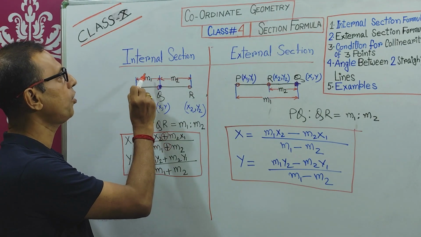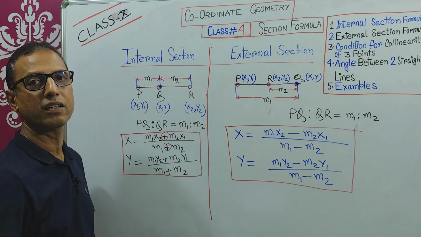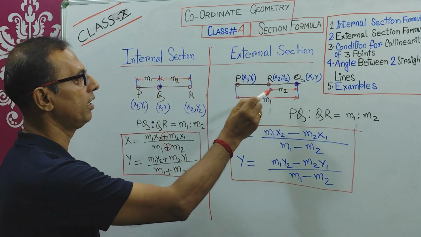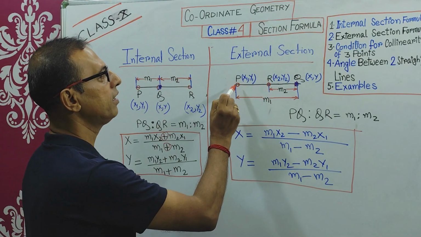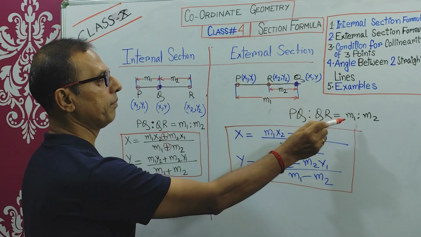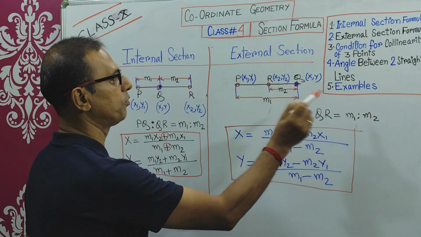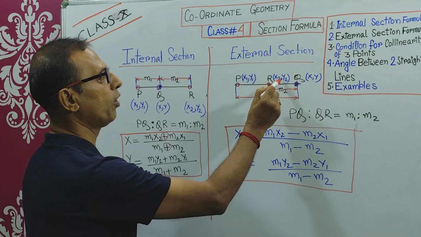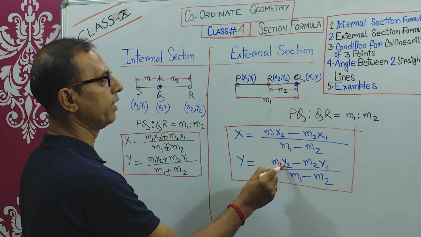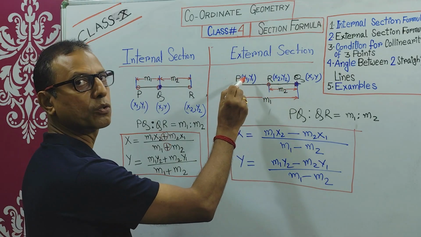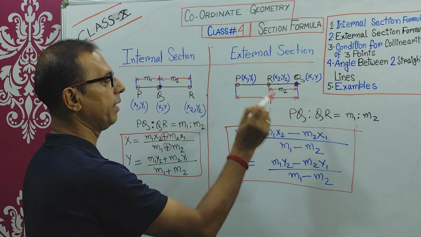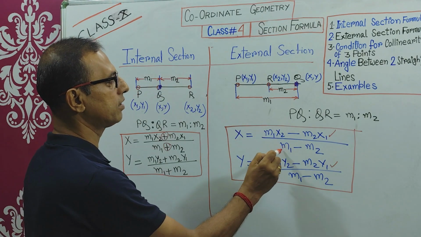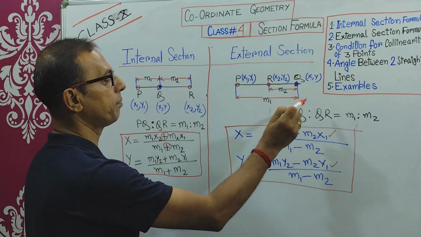The ratio M1 will be used with the rear coordinate, M1 with x2 y2, M2 with x1 y1. Similarly here also M1 for P, because PQ is M1, right? PQ is to QR equals M1 is to M2. So M1 will be used with the coordinate of R, so M1 x2, and here it is M1 y2, and M2 will be used with the coordinate of P, so M2 x1 and M2 y1. And for minus, it is M1 minus M2, because M1 is the bigger one.